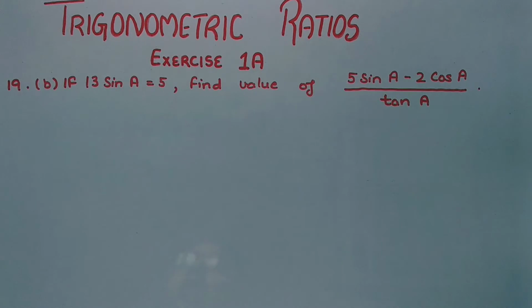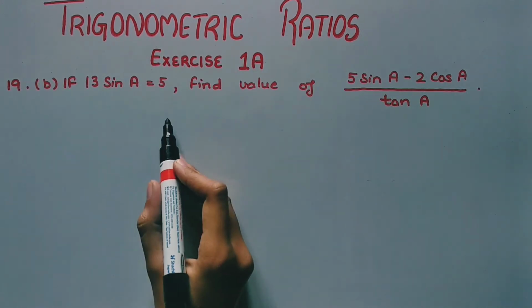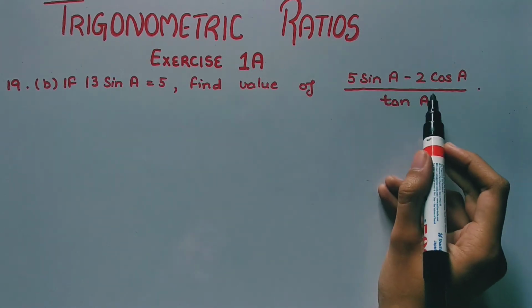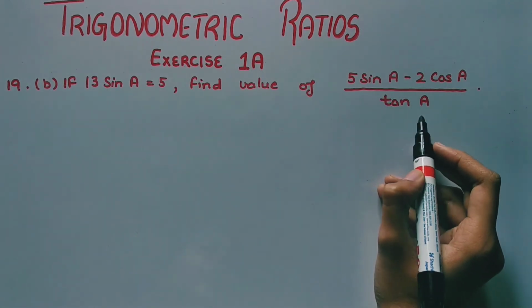We have B part of this question. If 13 sine A is equal to 5, we have to find the value of 5 sine A minus 2 cos A divided by tan A.